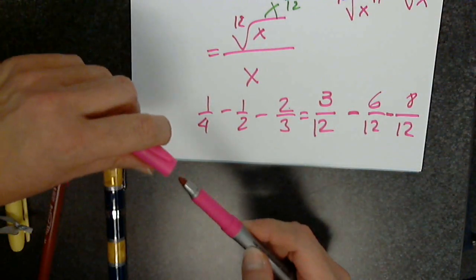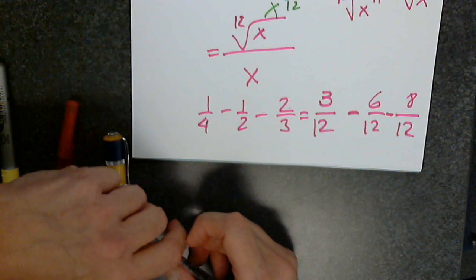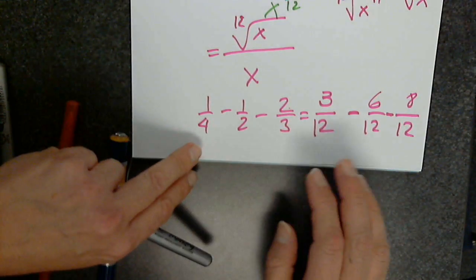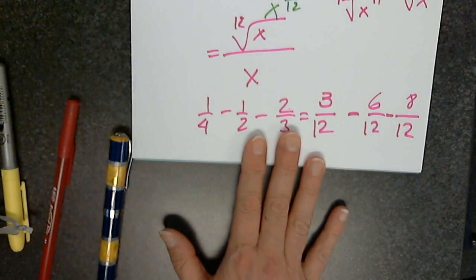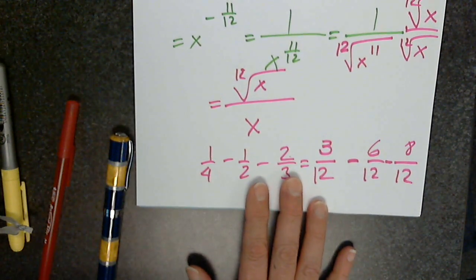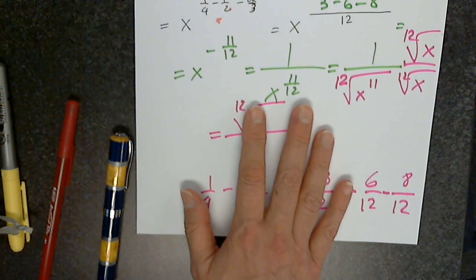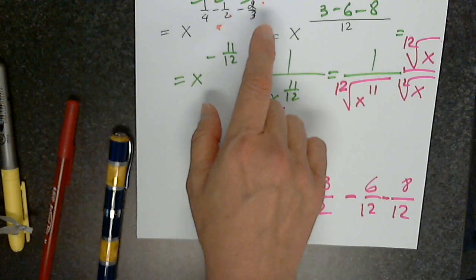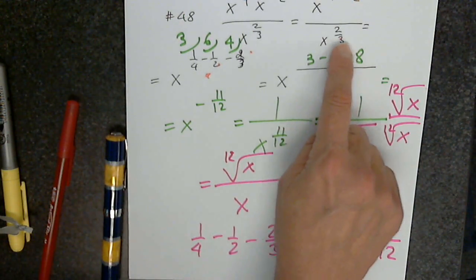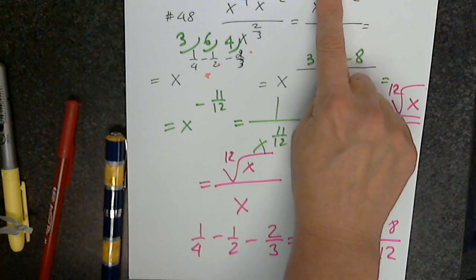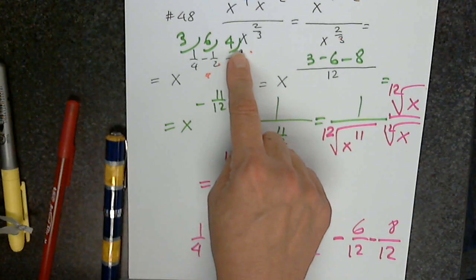I'm giving up on this. I'm not even gonna try to understand it. Can anyone explain how we get 3, negative 6, and negative 8? This is all over x to the 2/3. Right. So from the exponent of the numerator, I subtract the exponent of the denominator.